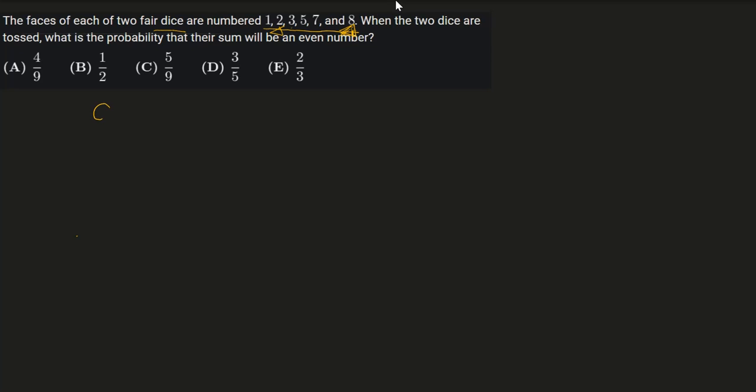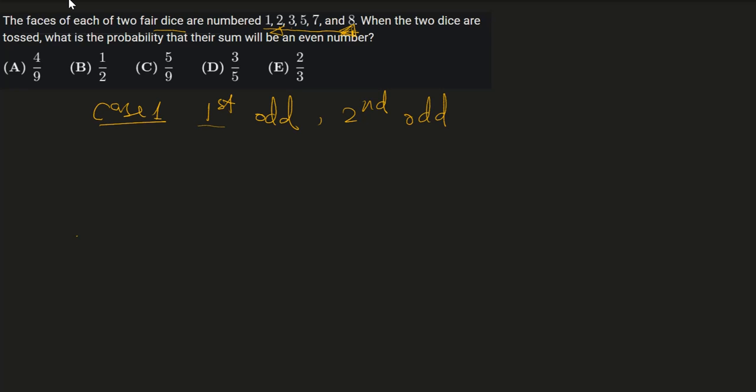So in case 1, let's consider the number that the first dice gave us. It can obviously be even or odd, so we'll just use that criteria. We'll say the first dice gives us an odd. In that scenario, in order to obtain a sum of an even number, the second dice should also give us an odd.